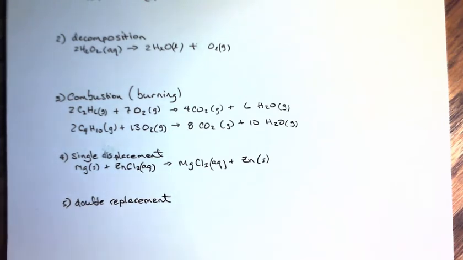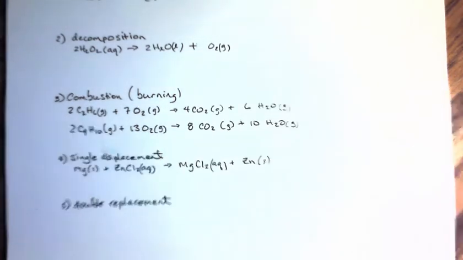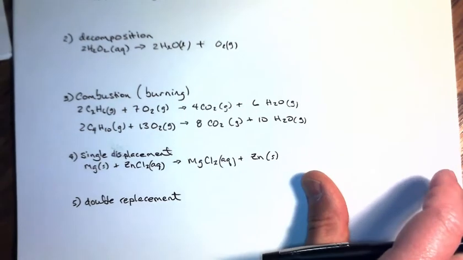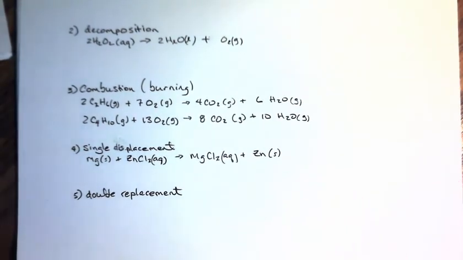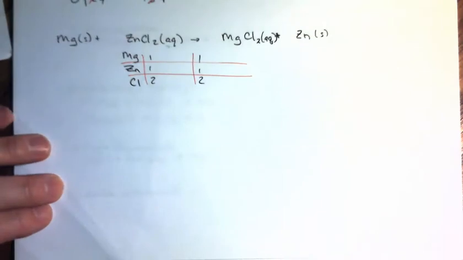All right, a double replacement reaction then is a chemical reaction in which the front and back parts of 2 chemicals switch places. The front and back parts switch places.